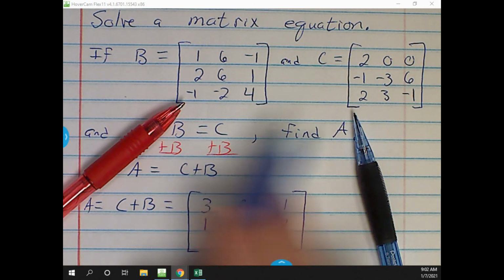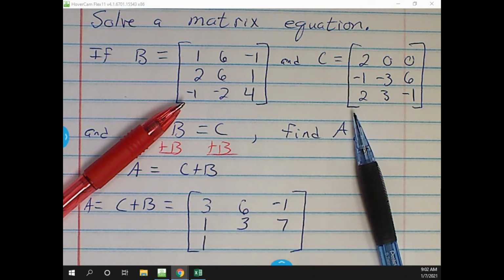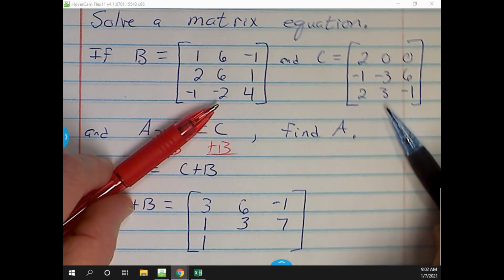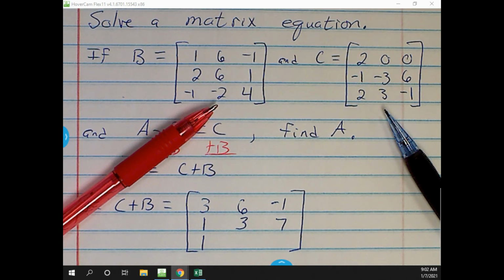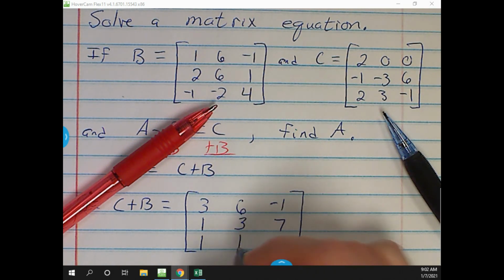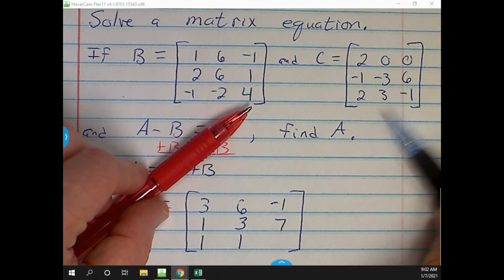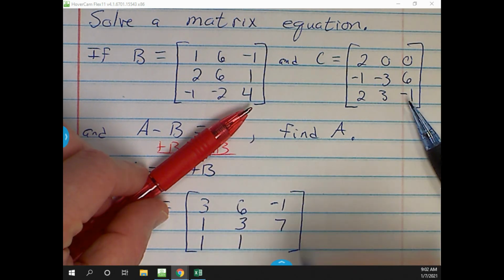It's -1 plus 2, which would be 1. It's -2 plus 3, which is 1. And that's 4 plus negative 1, which is 4 minus 1, which would just be 3.